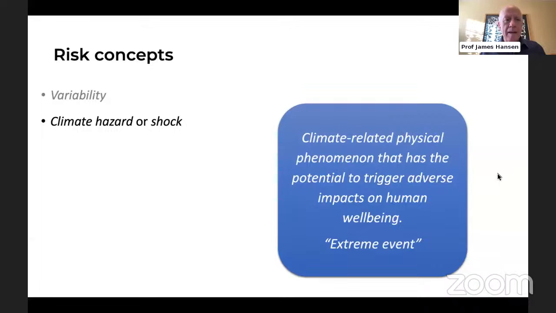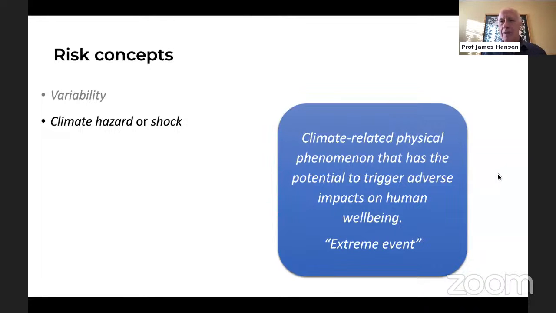A hazard, well, there are several terms that are similar, overlapping. A climate hazard or a climate shock refers to some kind of a climate-related physical phenomenon that has the potential to trigger adverse impacts on human well-being. We often use the term extreme event. So this is not an extremely good event. This is an extremely bad event in terms of the impacts on well-being.